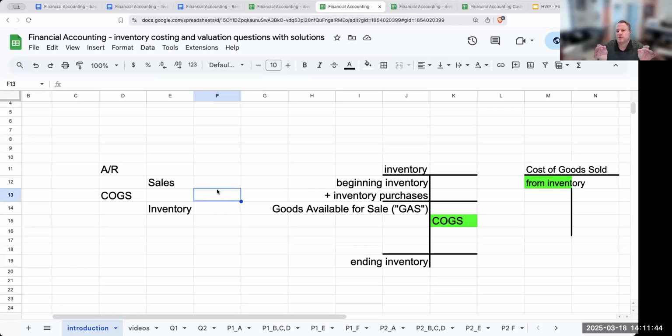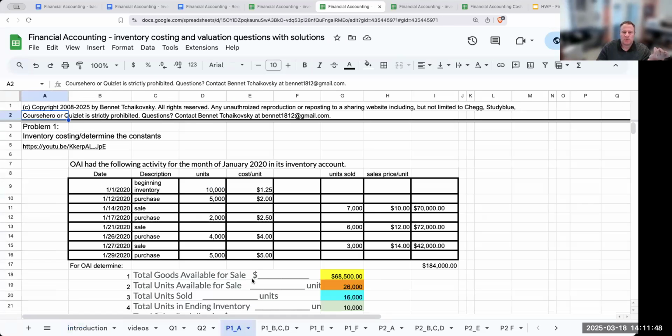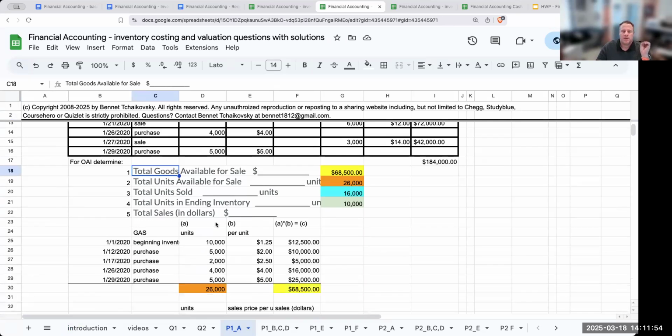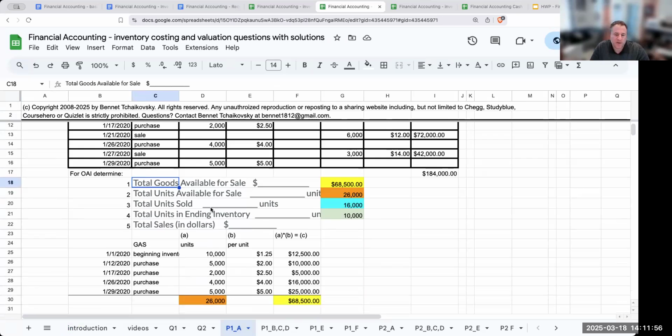When you do these questions, there is something called the constants. When you look at this, for these questions, goods available for sale will be the same value for all of the questions we're going to be doing for this particular problem set. Units available for sale, again, this is in units, is always going to be the same for whatever your product set is. Units sold, units in ending inventory.